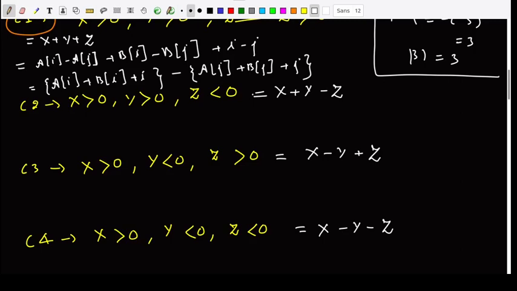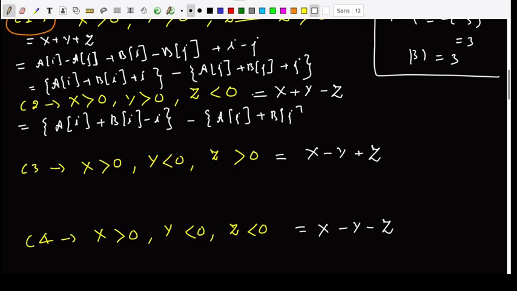So what is C2? C2 is basically x plus y minus z. Let us plug in the values. If we plug in the values, what we get, writing it down straightforwardly, is A[i] plus B[i] minus i, and similarly A[j] plus B[j] minus j.